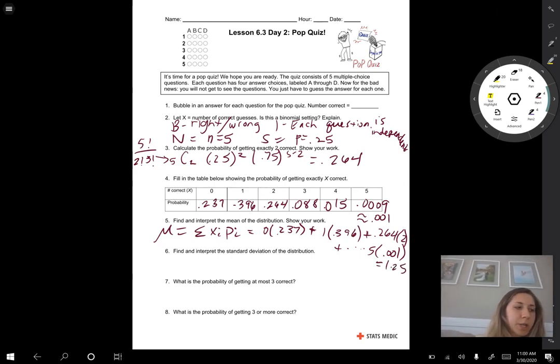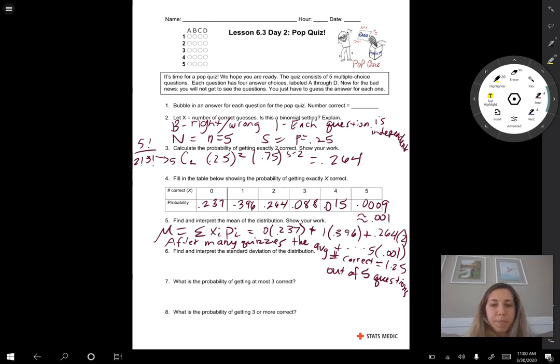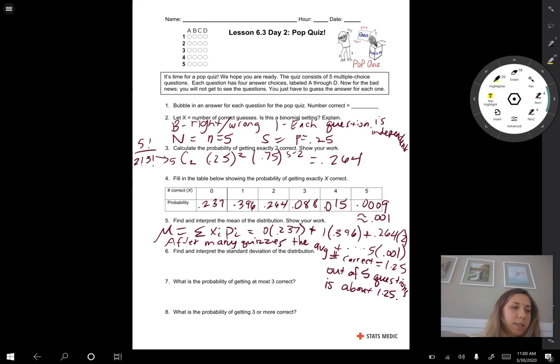And your interpretation of this would be after many quizzes, the average number correct out of 5 questions is about 1.25. And find and interpret standard deviation.